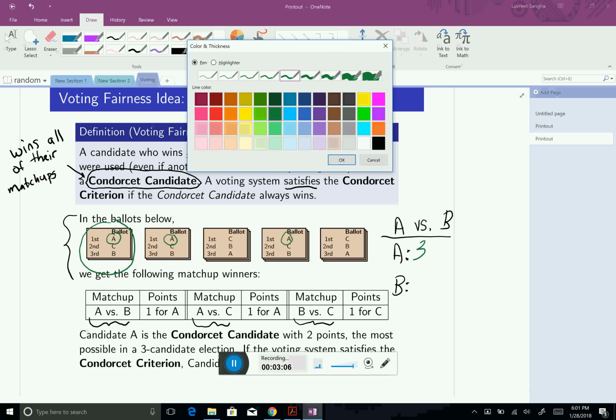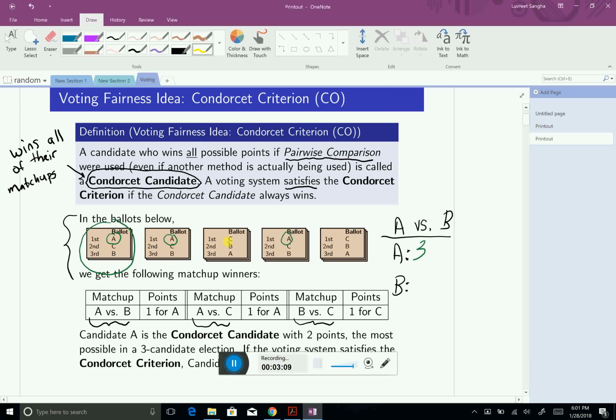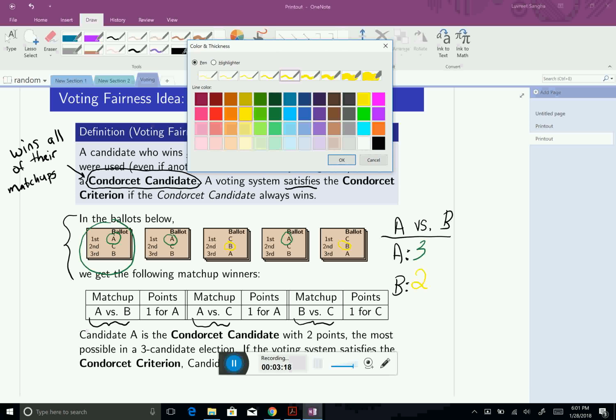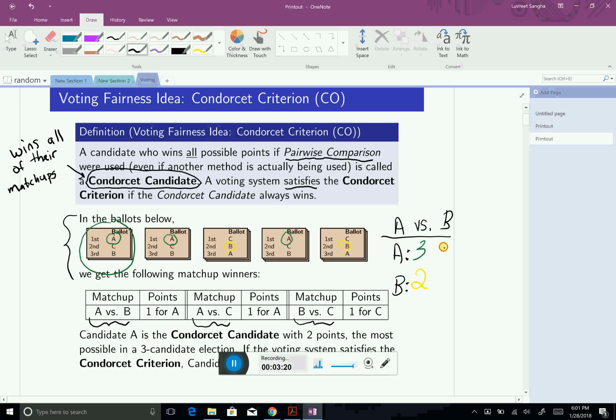Let me switch to a different color. So 2 people had B higher, in that third ballot and in this fifth ballot. So overall, that means A won. A wins this matchup. Usually we would figure out the number of people who prefer A and the number of people who prefer B using a preference schedule. Here we're not given a preference schedule, we're just given the ballots. But again, we can still determine the winner. So in that matchup, A wins, which is why A got 1 point from that matchup.